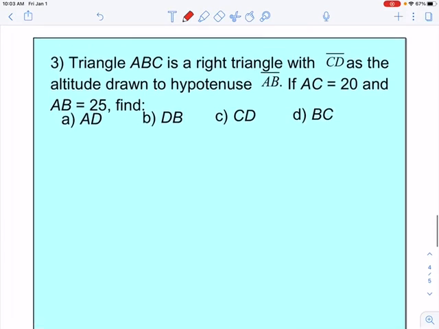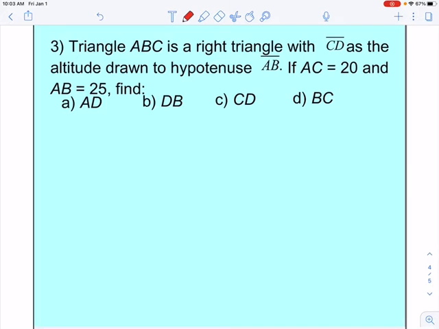It seems like we're missing a picture here. Okay, so the triangle ABC is a right triangle with CD the altitude drawn to the hypotenuse AB. If AC equals 20 and AB equals 25, we want to find the 4 things here.